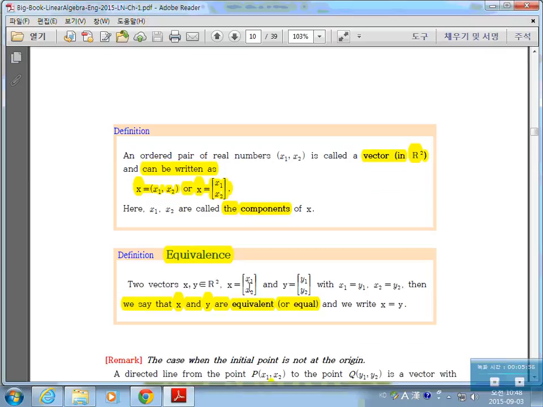Two vectors x and y in R2 are called equivalent if x1 is equal to y1 and x2 is equal to y2. If they are component-wise the same, then we call these two vectors equivalent. And we write that the two vectors are equal.